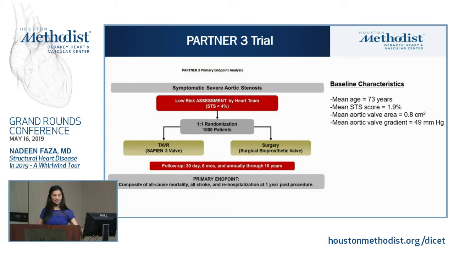Baseline characteristics: the mean age was 73, very similar to the Evolut low-risk trial, where it was 74, so kind of similar generation. The mean STS score was 1.9, exactly similar to the Evolut low-risk trial. And the mean aortic valve area was 0.8 with a mean gradient of 49. So the baseline characteristics of this trial are very similar to the Evolut low-risk trial.